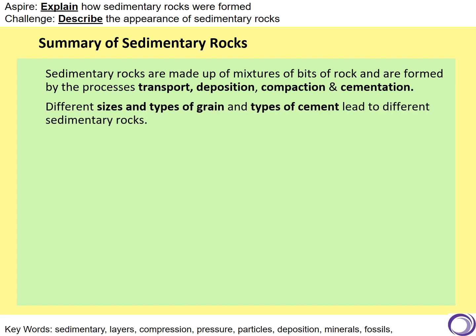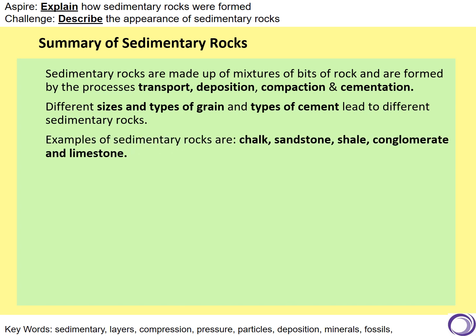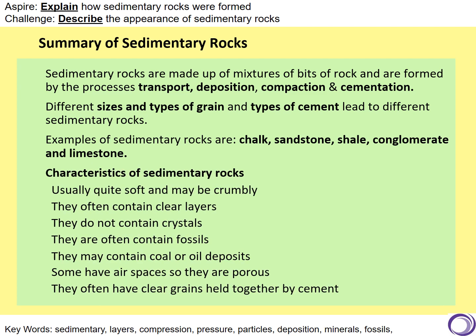Different sizes and types of grain and different types of cement will lead to different sedimentary rocks. Some of the examples you need to be aware of are chalk, sandstone, shale, conglomerate and limestone. And our characteristics of sedimentary rocks: they're quite often soft and might be crumbly. They often contain clear layers. They don't contain separate crystals. They often contain fossils and may contain coal or oil deposits. Some have air spaces, so they are porous, and they often have clear grains which are held together by cement.